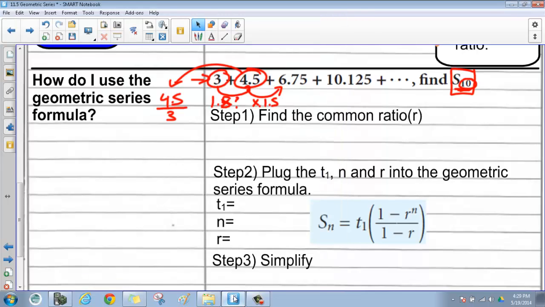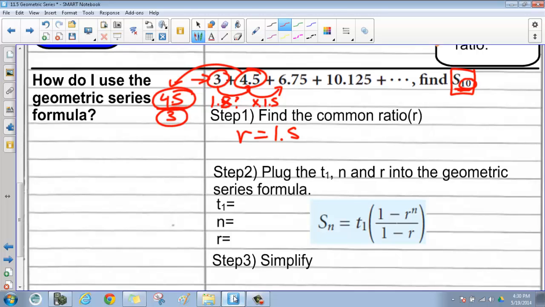Oh, we're going. This is great. Okay, so we find the common ratio. We know that r is equal to 1.5, and that's because we took the second term and divided it by the one prior to it, the first term. Hey, if you want to check it, you could take the 6.75 and divide it by that one, or you could take the 10.125 and divide by that one. That's how you figure it out.